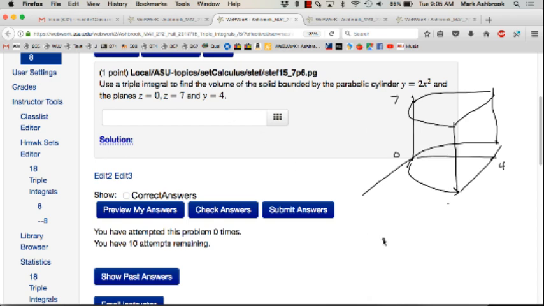Okay, so what do we want to do? We want to use a triple integral to find the volume. They didn't tell us whether to do A, B, or C, so it's up to us. What would make the most sense? Let's talk about A. If we did A, our inner integral would be from what to what? Bottom to top.